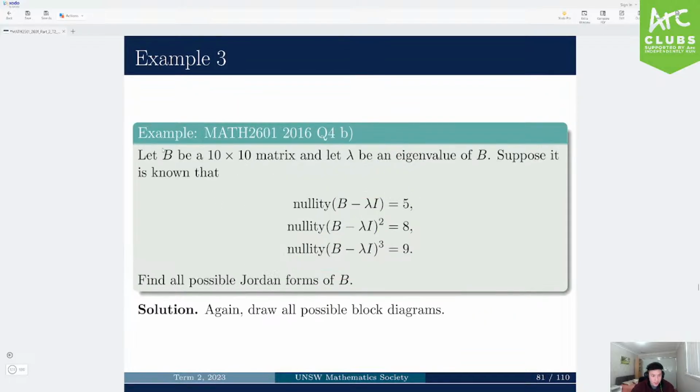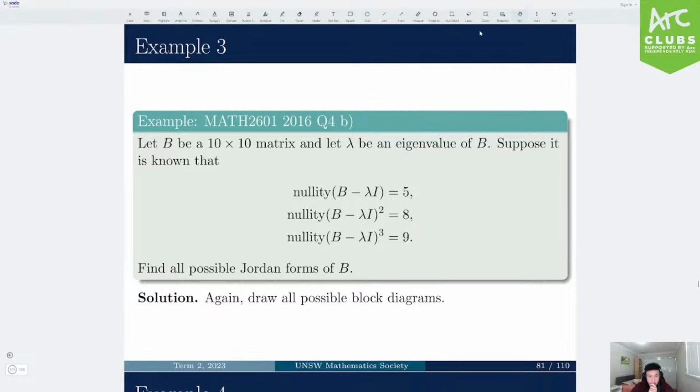Okay. So let B be a 10 by 10 matrix and let lambda be an eigenvalue for B. Suppose it is known that nullity of B minus lambda I is 5, nullity of B minus lambda I squared is 8, and nullity of B minus lambda I cubed is 9.